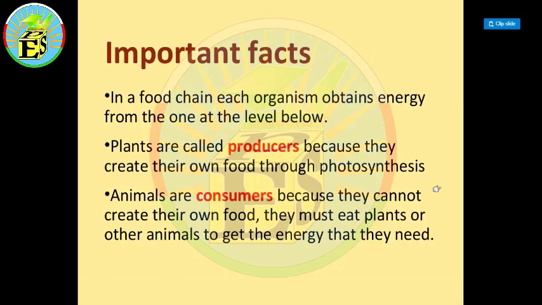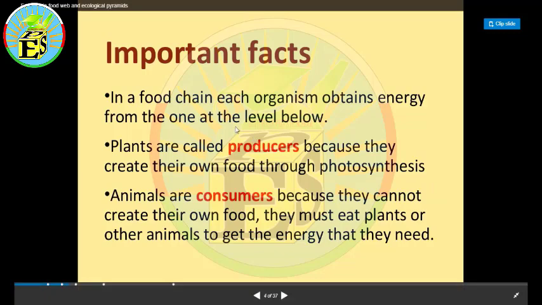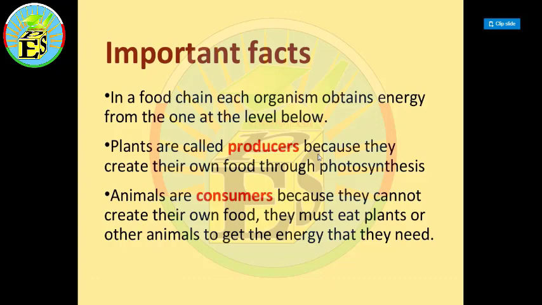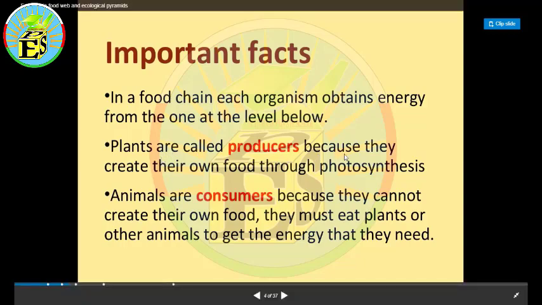Important facts. I want to tell you some important facts about the food chains and the topic we are going to discuss. In a food chain, each organism obtains energy from the one at the level below. There are two types of organisms: producers and consumers. What are producers? The producer is the organism which creates the energy by itself. For example, plants. All the plants are producers. They are not taking their food from any other organisms. They are just manufacturing their needs by themselves. Plants are called producers because they create their own food through photosynthesis.